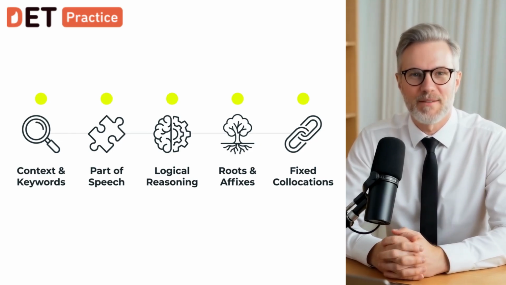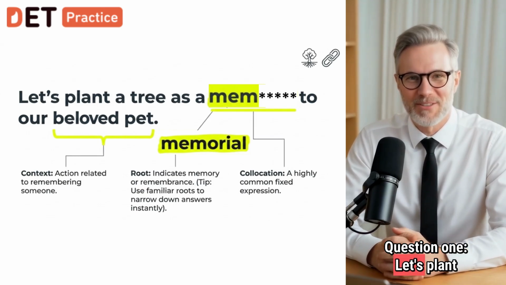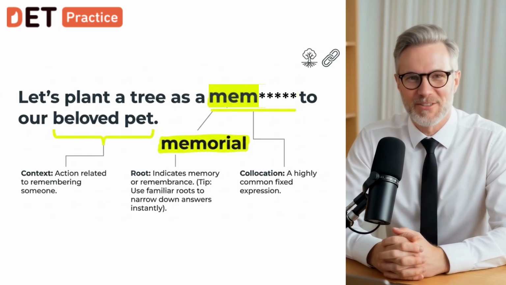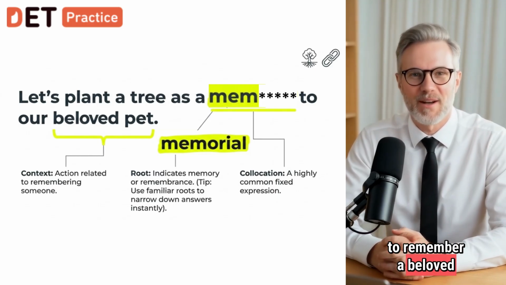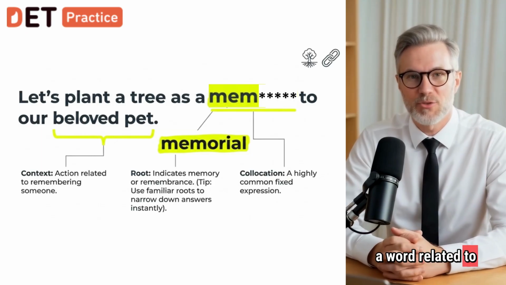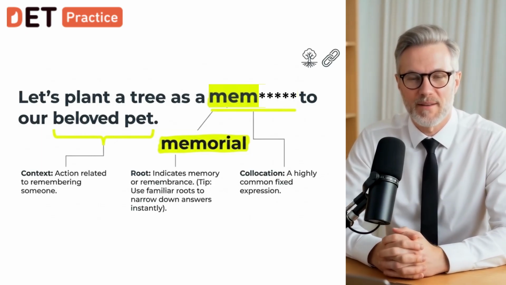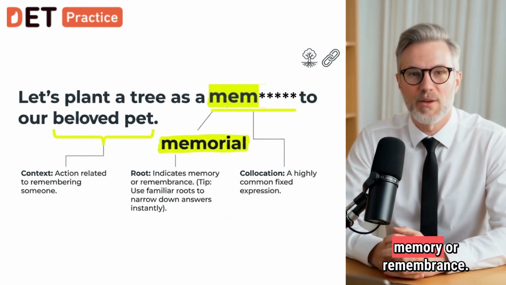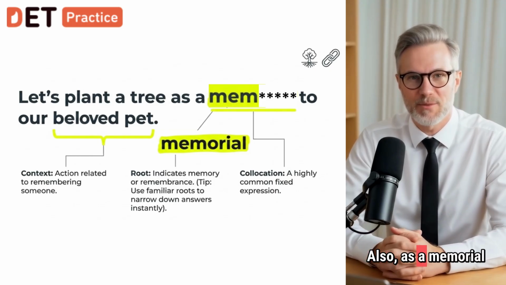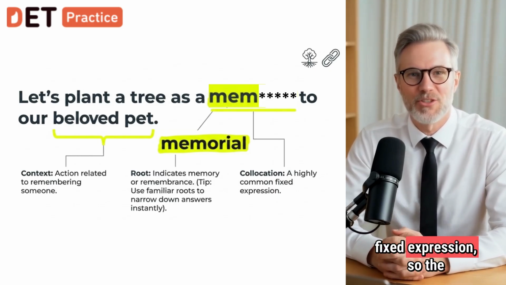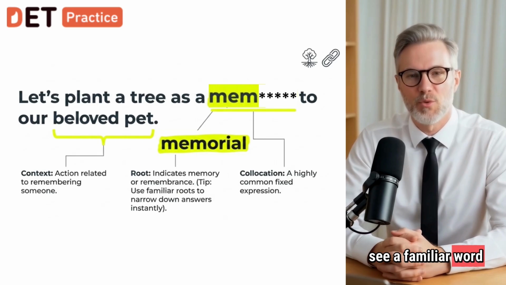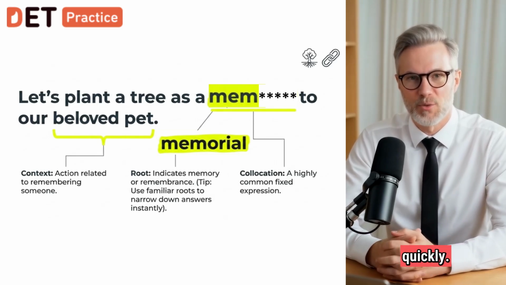Let's try 5 questions. Question 1. Let's plant a tree as a memorial to our beloved pet. The answer is memorial. First, read the whole sentence. We're planting a tree to remember a beloved pet, so we need a word related to remembering someone or something. Look at the beginning. Mem. This can help us recognize words related to memory or remembrance. Also, as a memorial to is a common fixed expression, so the answer is memorial. Quick tip. When you see a familiar word root, use it to narrow down your answer quickly.